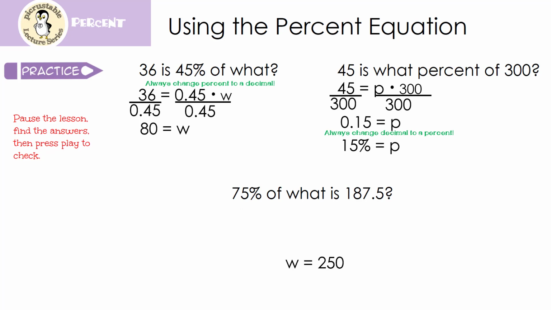Let's look at the last one. Remember, 75% has to be changed to a decimal. So we get 0.75. Of means to multiply. What is our W? Is equals 187 and 5/10 is just 187 and 5/10. We need to get W by itself. So the opposite of multiplying is dividing. When I divide, I get W to equal 250. Cool!